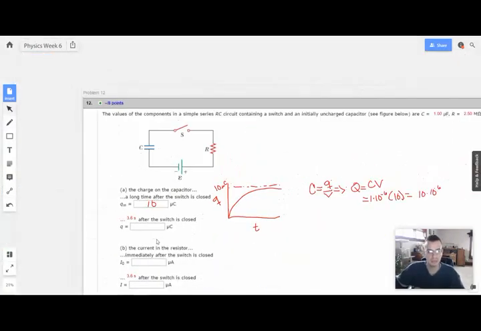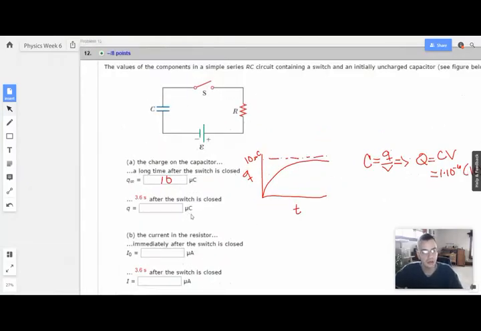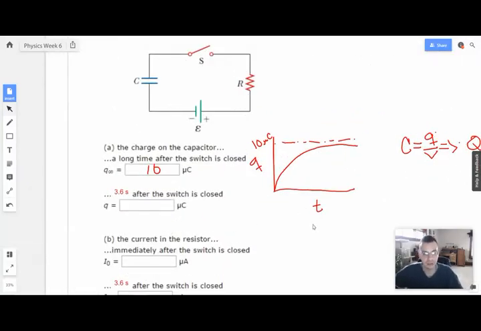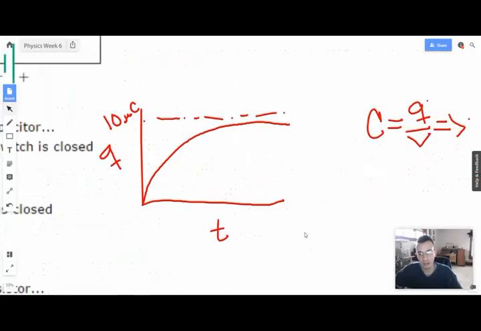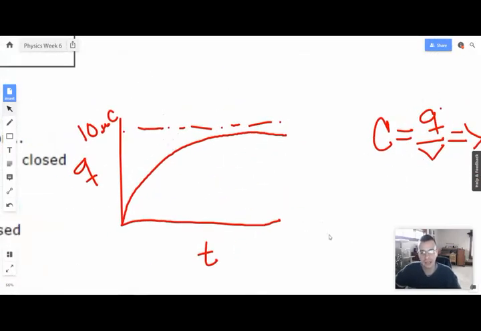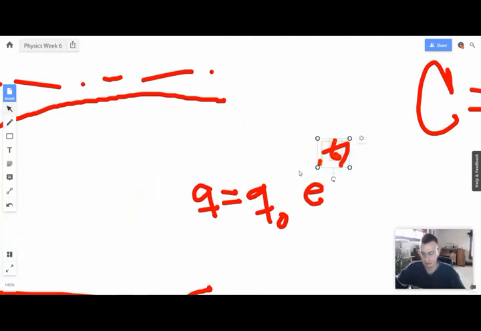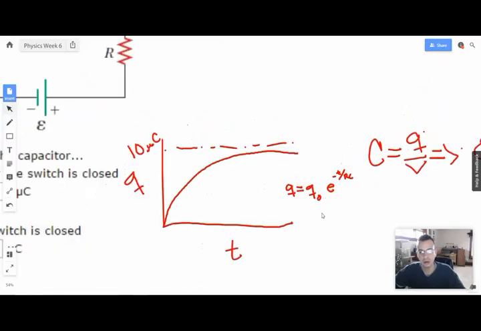There we go. Better. Alright, so now we need to know what Q is after the switch is closed 3.6 seconds. Alright, so for this, we're going to have to make an equation. And they give us equations, but I always try and just kind of reinvent the wheel every single time. So I'm going to say it's e to the negative t over RC. Alright, so there's 2 equations.